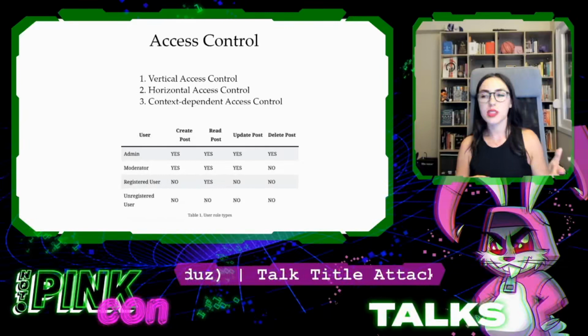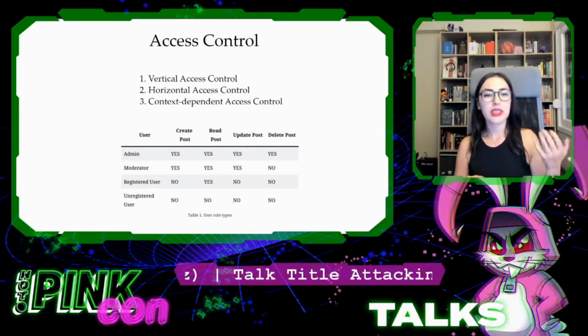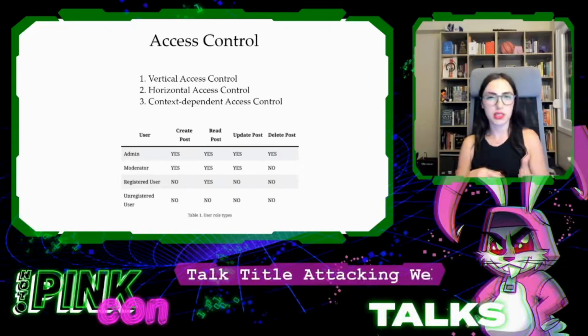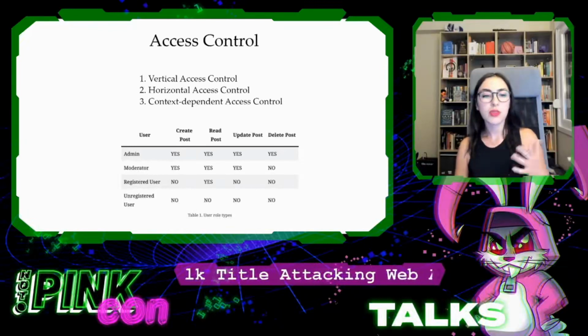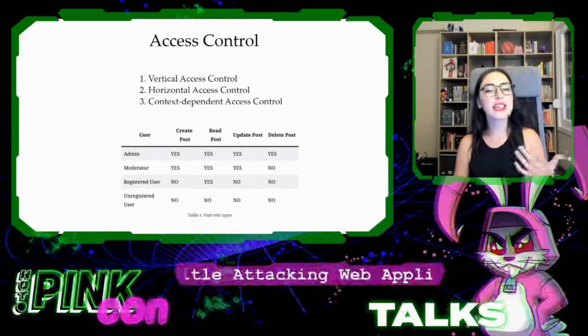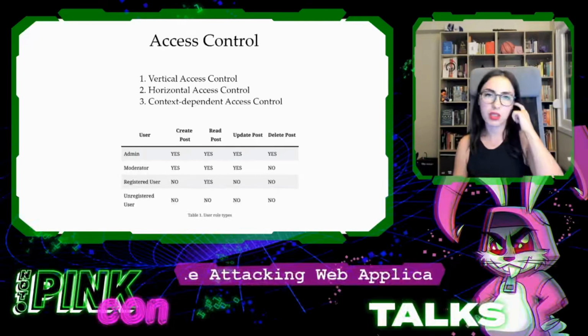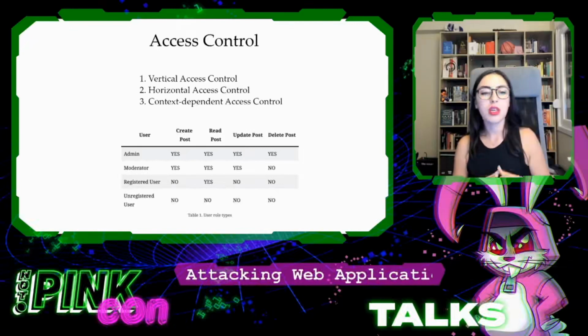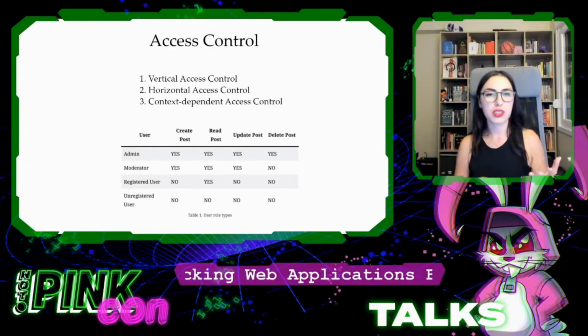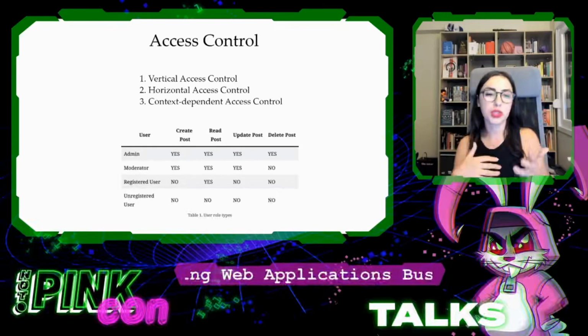The first one is vertical access control. The second one is horizontal access control. And the third one is context-dependent access. For the first one, the vertical one, we can say that this access control aims to control the restrictions to access functions according to the user roles.